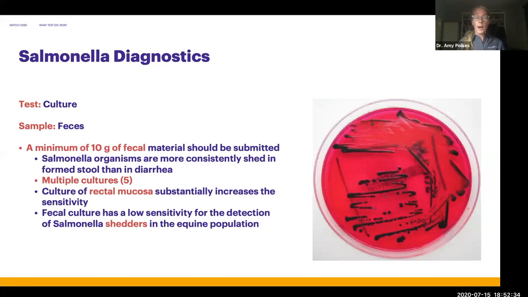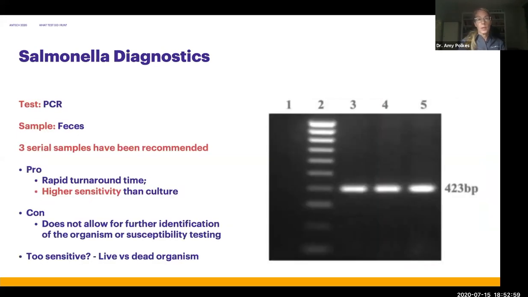If you are really having difficulty or concern, or the horse really has watery diarrhea, you can take a little rectal biopsy, a little pinch of the rectal mucosa, and you could submit that, and that will substantially increase the sensitivity. Fecal culture does have a low sensitivity for looking at shedders in the equine population. So we're really talking about the acute horse.